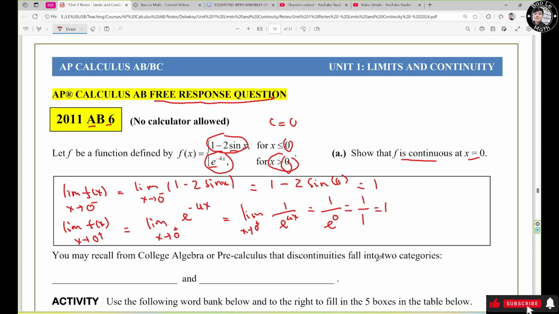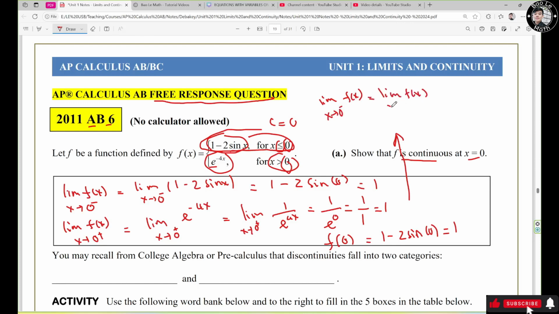Now, the last one, we need to calculate f of 0. 1 minus 2 sine of 0. But sine of 0 equals 0, so it will be 1. Now observe that the limit of f of s when s approaches 0 minus equals the limit of f of s when s approaches 0 plus equals f of 0. So the function is continuous at s equals 0.